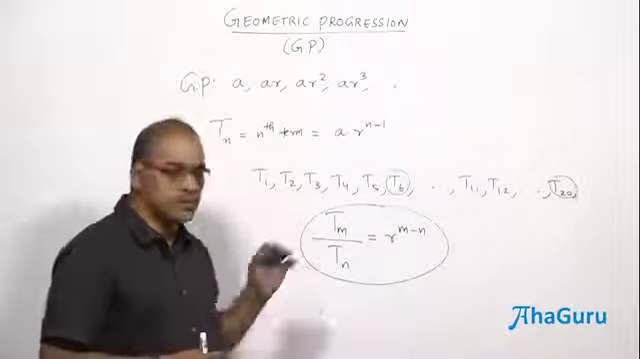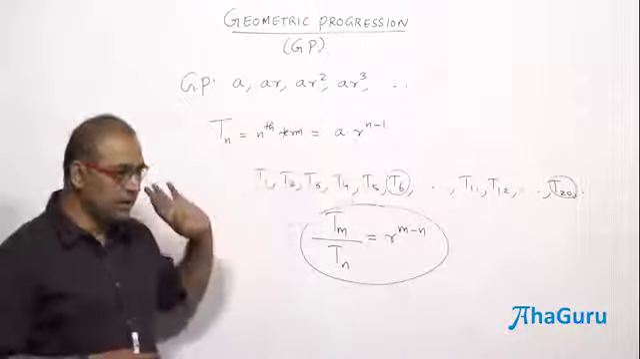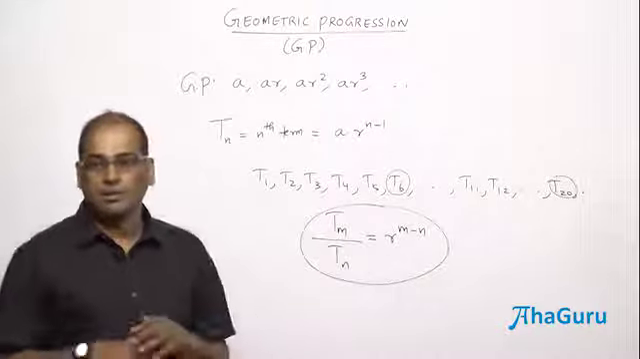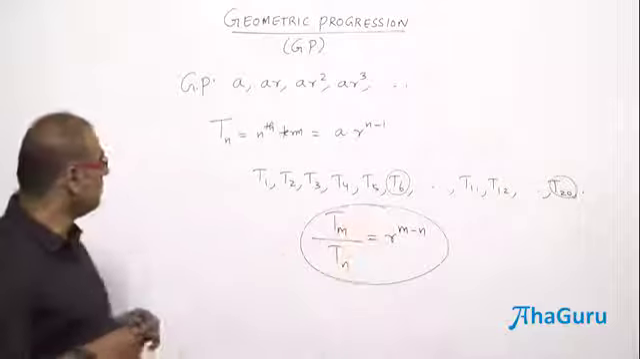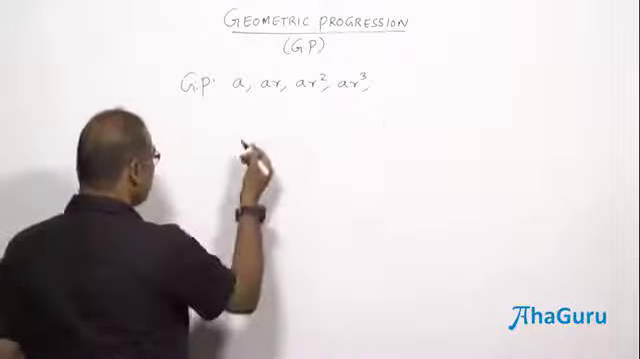So therefore, this is also a nice formula. The nth term formula is A into R power n minus 1. The mth term by the nth term is R power m minus n. This is about the term formula. Understood? Clear? So let us move on to the geometric series.